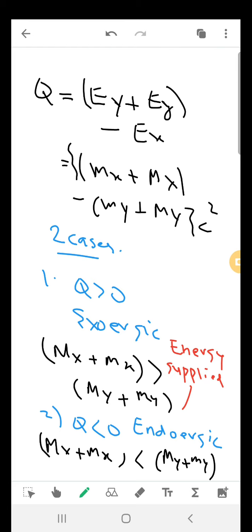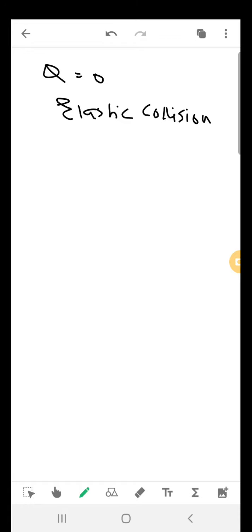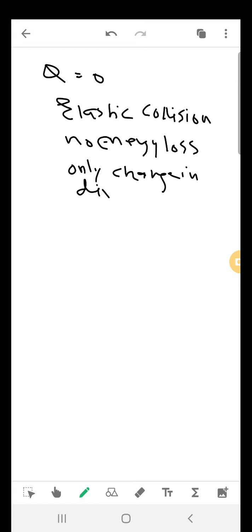And apart from that, there is a third case where Q is equal to 0. If Q is equal to 0, that means no reaction, or an elastic collision is taking place. There is no loss of energy, only a change in direction has taken place. And Mx plus mx is equal to My plus my.